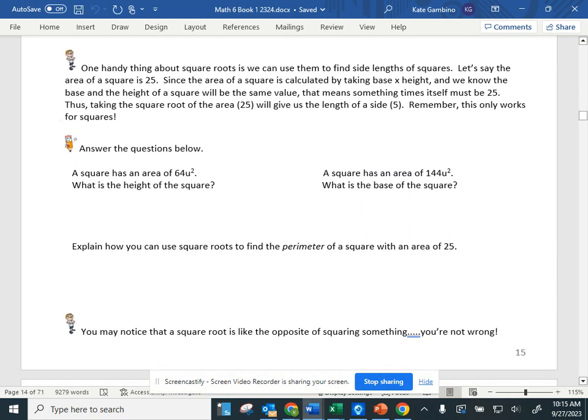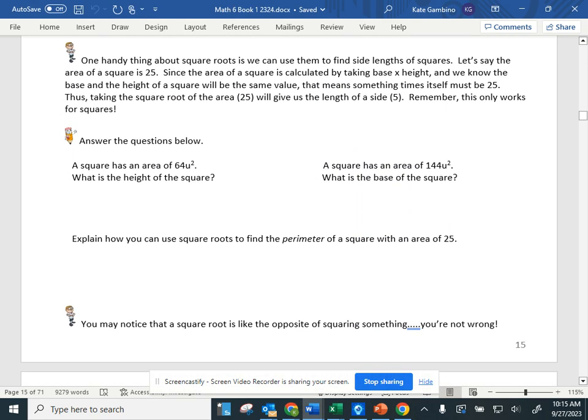Now we have a little fun fact. One handy thing about square roots is that we can use them to find side lengths of squares. Think about that. What do we know about a square and its sides? Layla? There are 4 sides to a square. What do we know about their measurements? Melanie? They're all equal.